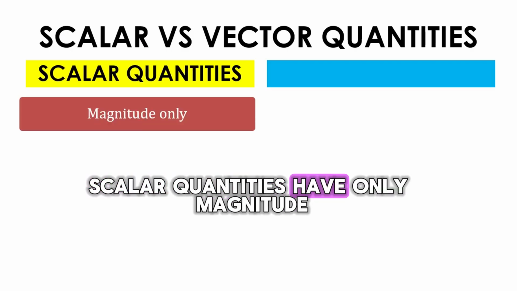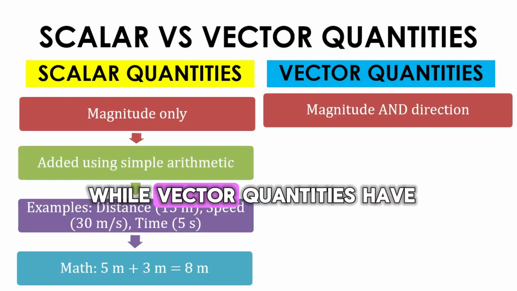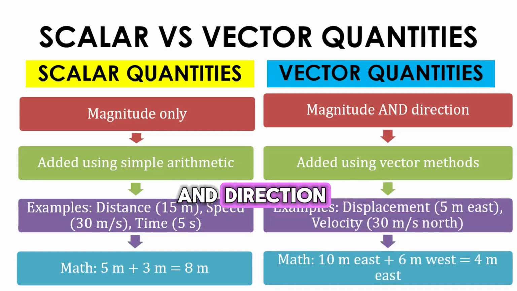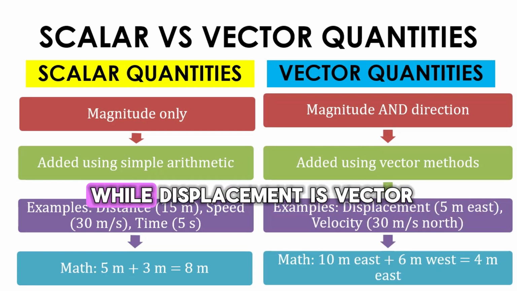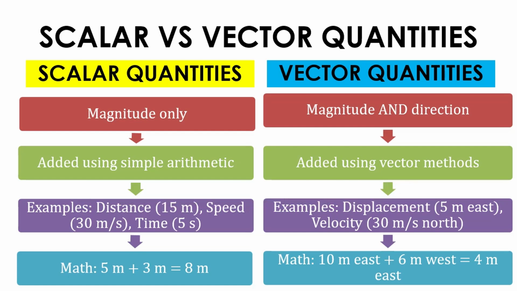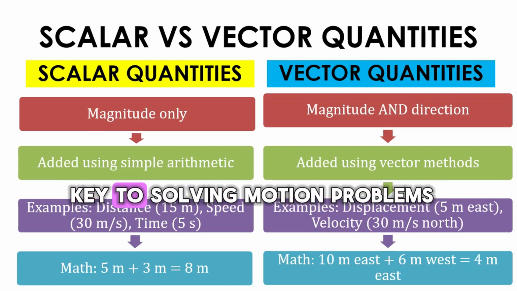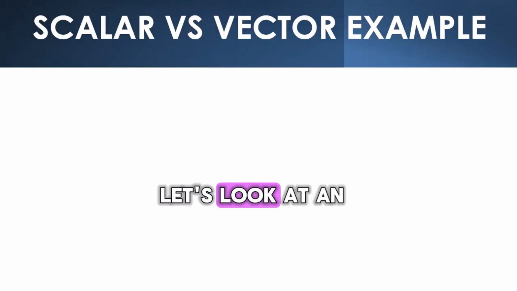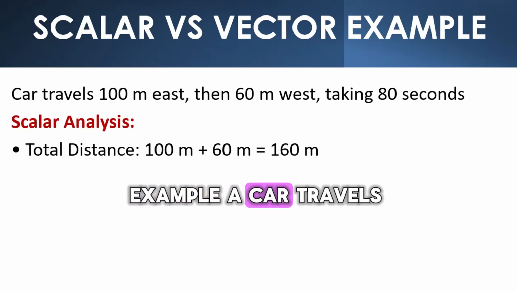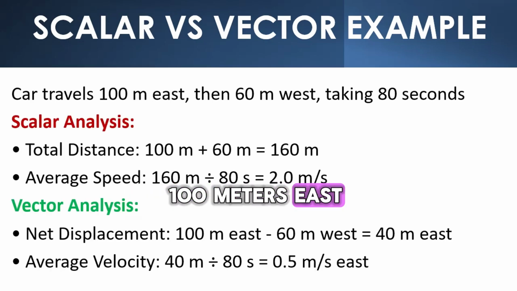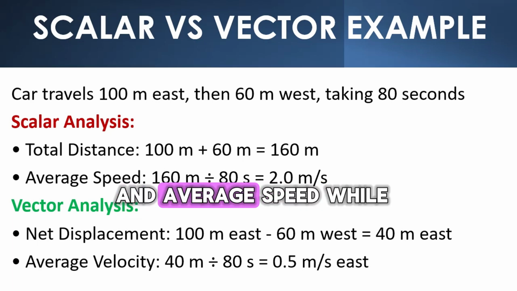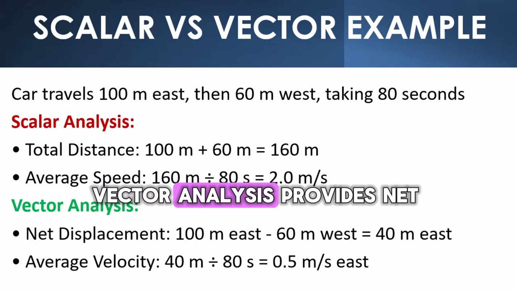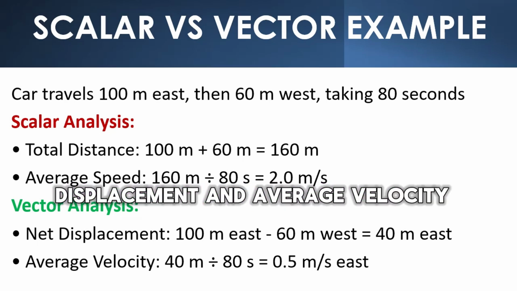Scalar quantities have only magnitude, while vector quantities have both magnitude and direction. For example, distance is scalar, while displacement is vector. Understanding these differences is key to solving motion problems. Let's look at an example. A car travels 100 meters east, then 60 meters west in 80 seconds. Scalar analysis gives us total distance and average speed, while vector analysis provides net displacement and average velocity.